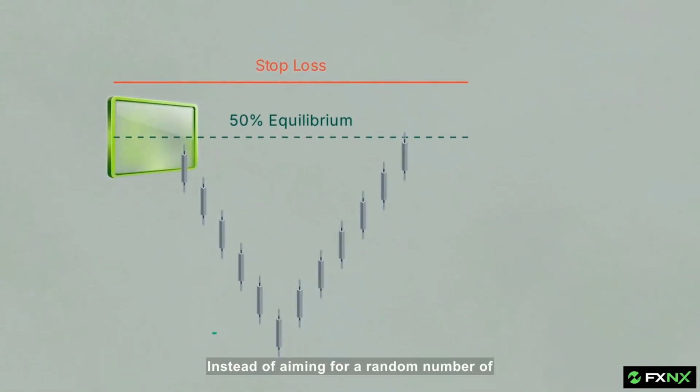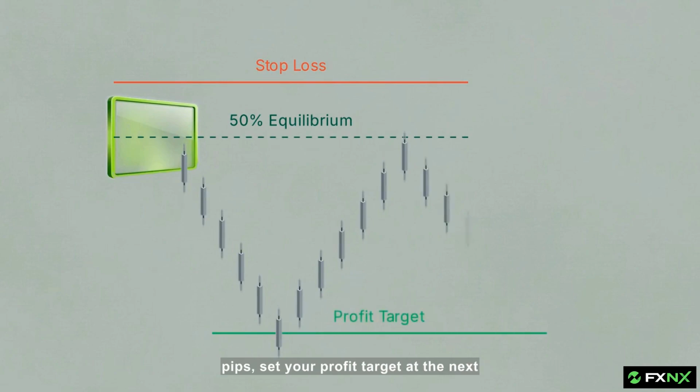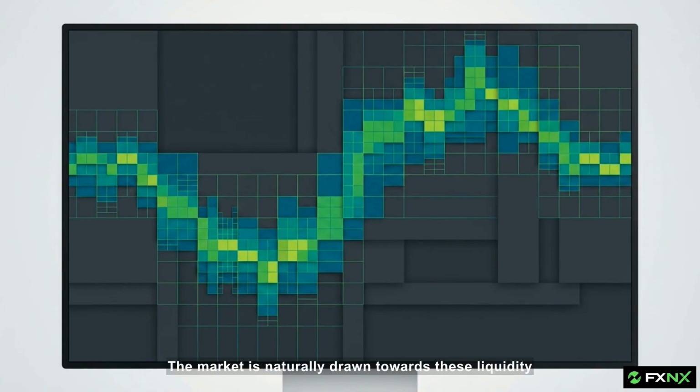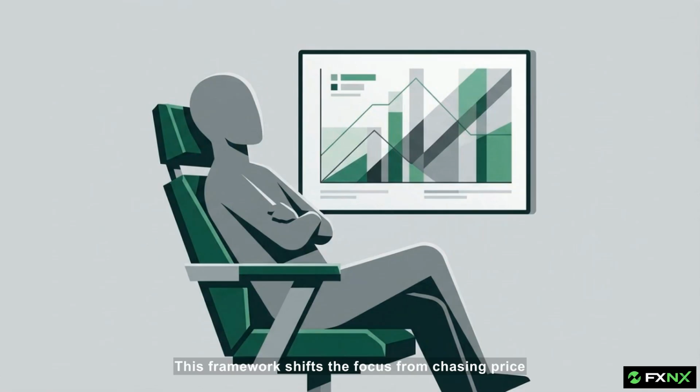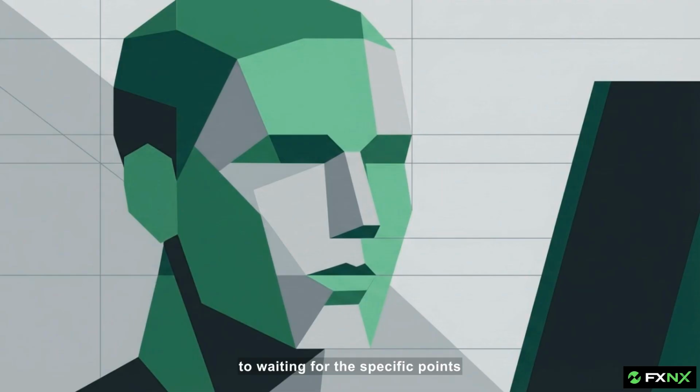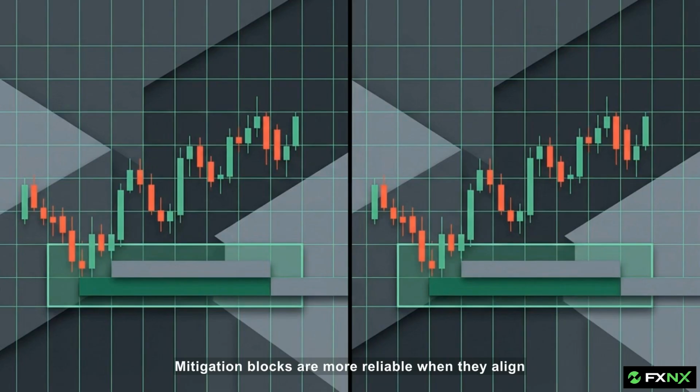Instead of aiming for a random number of pips, set your profit target at the next major structural low. The market is naturally drawn towards these liquidity pools. This framework shifts the focus from chasing price to waiting for the specific points where institutions are forced to rebalance their books.